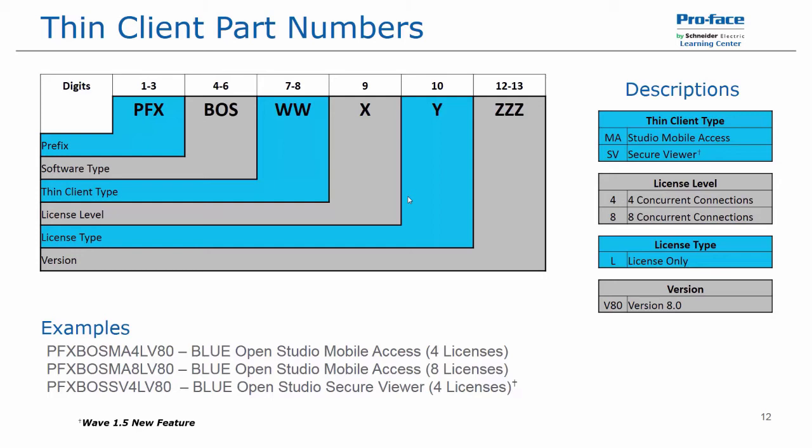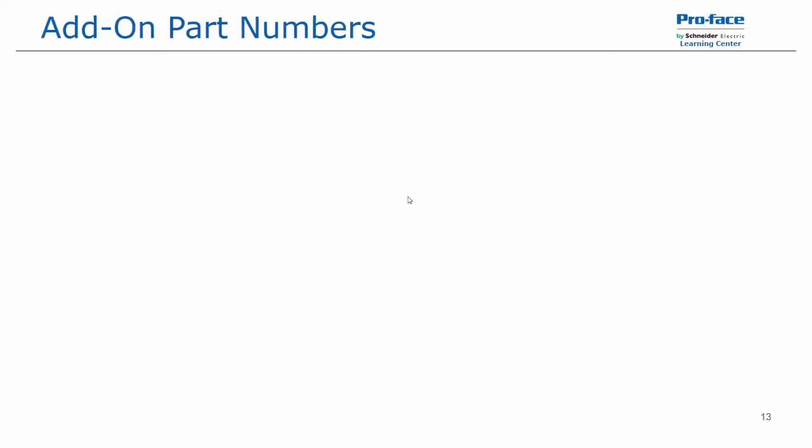And if you need more than 8, you can simply purchase a combination of licenses to get what you need. So for example, if you need 20, you would buy 2 of the 8 and 1 of the 4. Or you could buy 5 of the 4 if you'd like. It's all up to what number of thin clients you need.